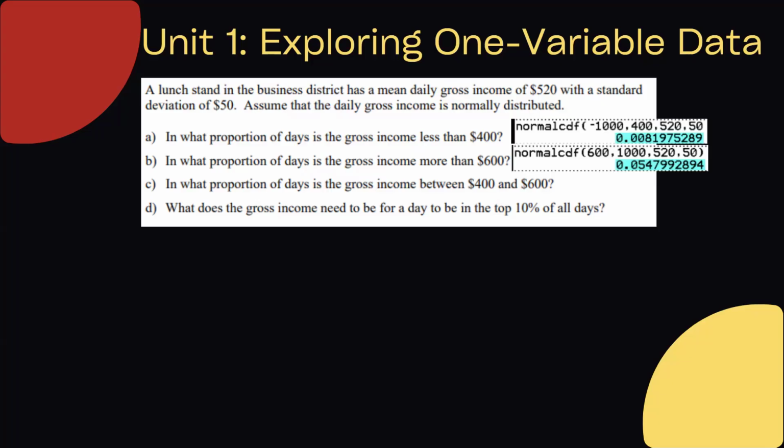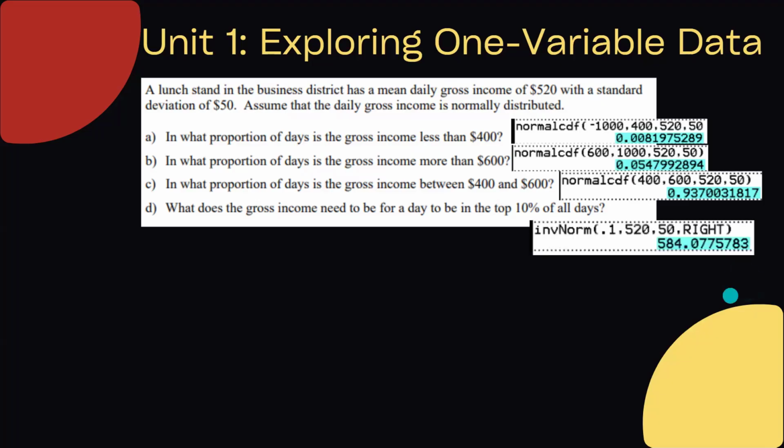Next one, what proportion of days is the gross income between 400 and 600? Here, the lower is 400, the upper is 600, and you'd have 0.937. And the last one, what does the gross income need to be for a day to be in the top 10% of all days? So here, essentially, they're giving you the area and asking you for the observation value. You would want to use inverse norm. The 0.1 is the area. The 520 and 50 are the mean and standard deviation, and the right is which tail you're going for. Since it's the upper 10%, we're going to do the right. So again, with this one, you're going to have to label each of those numbers.